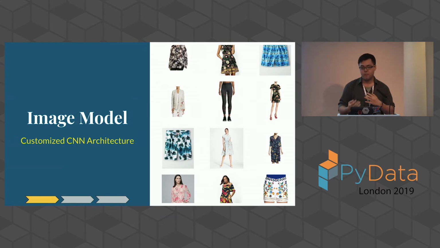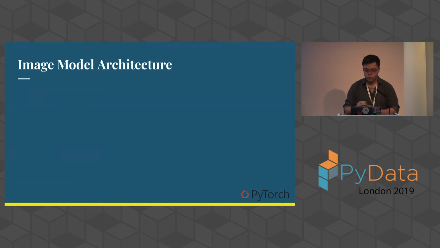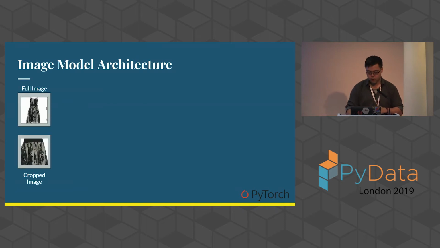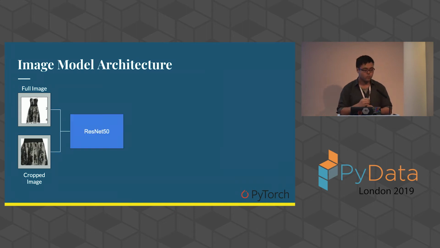Now that I've talked through the general stuff, we're just going to dive into the architectures. Our image model architecture starts out with two inputs. Right now we're using a full product image and then a center crop of that original product image. I'll get into that in the next couple slides. Both of these are fed one by one through a core ResNet 50 model, which is essentially a ResNet 50 model that we've fine-tuned to our specific fashion domain.